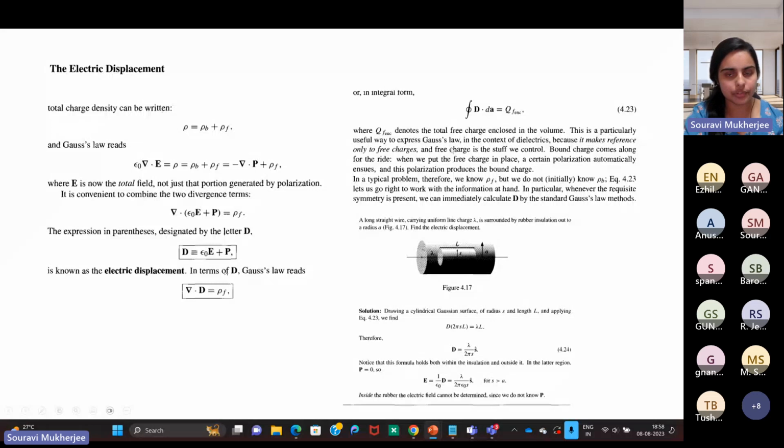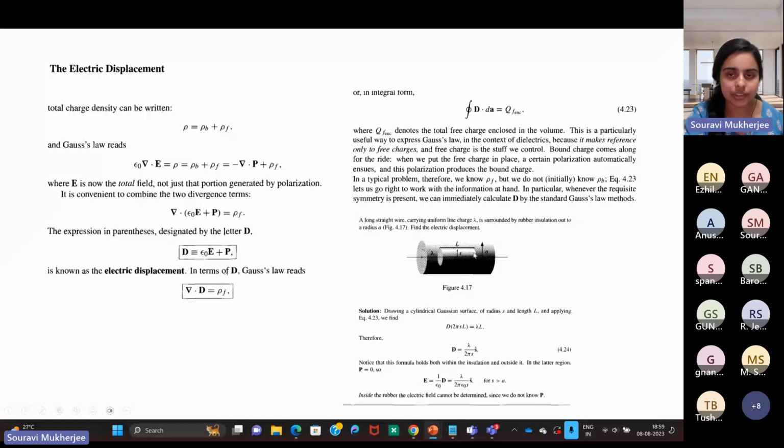So this is a particularly useful way of expressing Gauss's law because it makes reference only to free charges. And this is the charge that we control. If you go back to the same example that we were just discussing, where we had spoken about the total field, here we would just talk about the electric displacement. Suppose you have a long straight wire, similar to the last example, carrying some uniform line charge lambda, and then it's covered by some insulation of radius A.